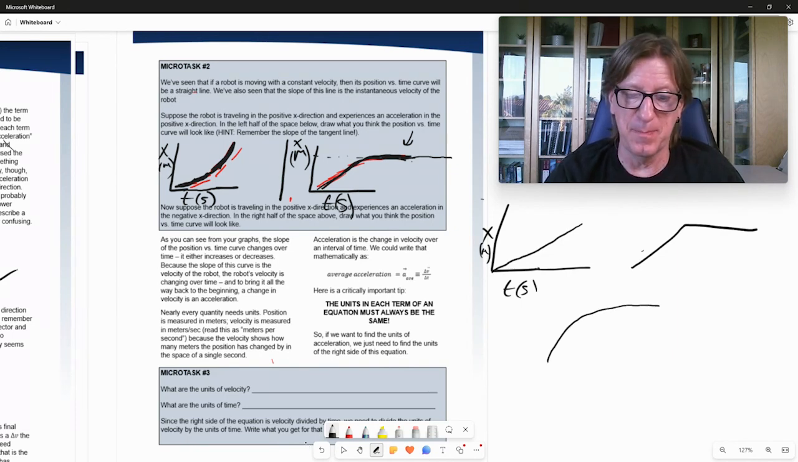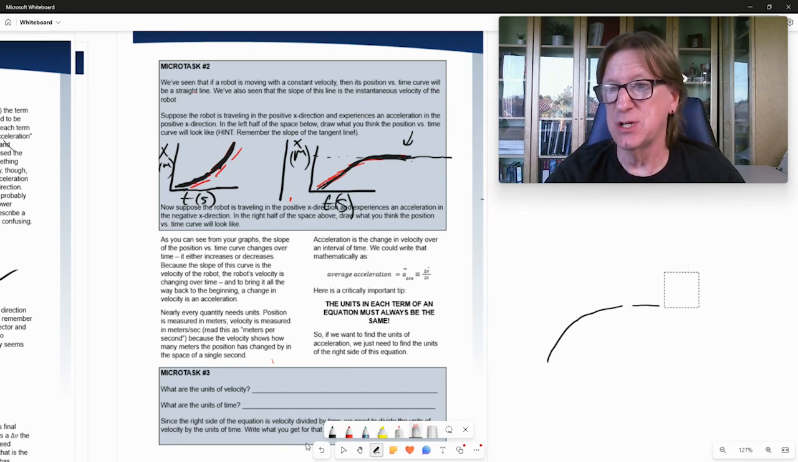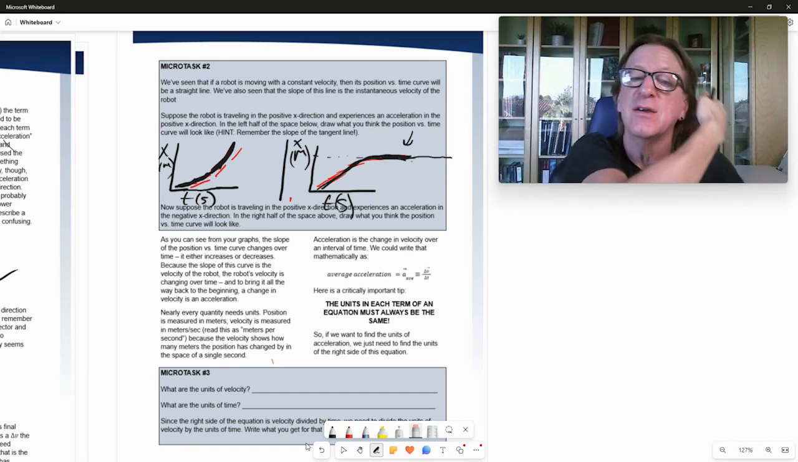to a complete stop. All right, so that change in velocity then, that's our acceleration. So when we talk about acceleration, that's what we mean. It is a change in velocity. It's a delta V for that.